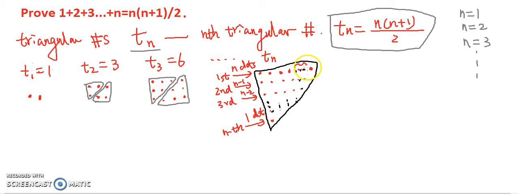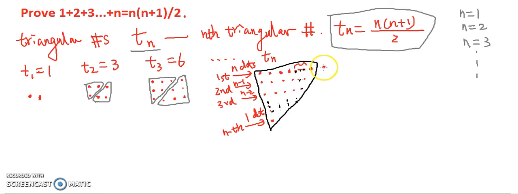The top row has n dots, the second row n minus 1 dots, then n minus 2 dots, and so on, all the way down to 1 dot. So we can use the little 3 dots to represent the general case. Similarly, we're going to put another one underneath, another Tn.